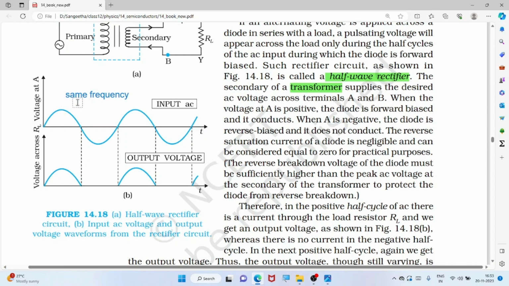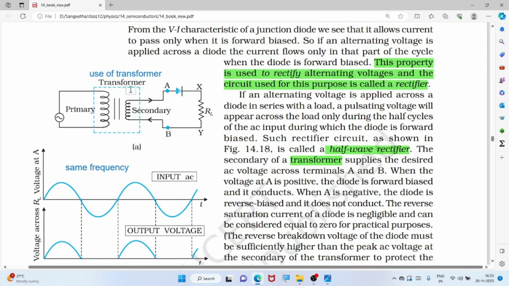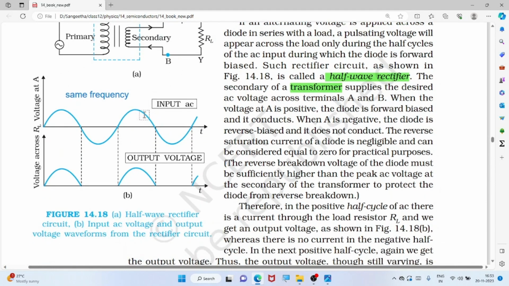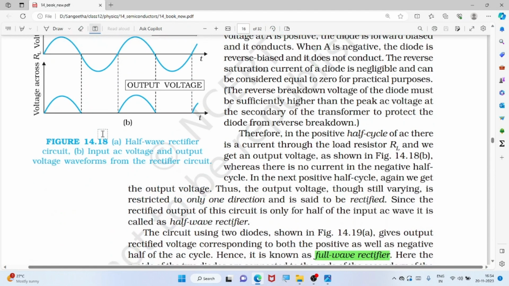So now this is the input voltage. The output voltage will also have the same frequency, although the negative part is cut off. This time period is the same in the output voltage also, because it conducts in only one direction. So this negative side is clipped. It is not passing. It is passing only the half wave of this sine wave. That is called a half wave rectifier.